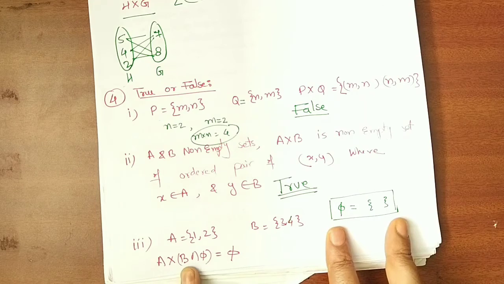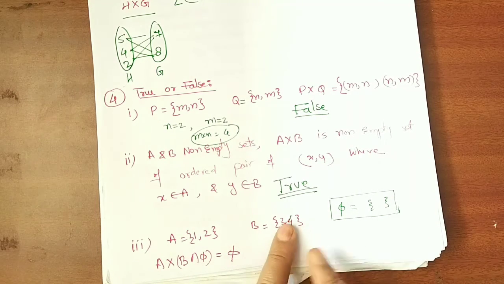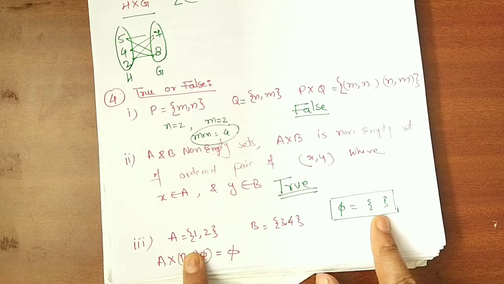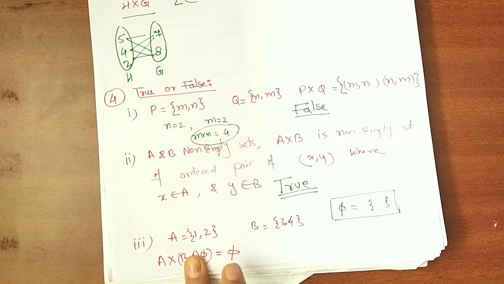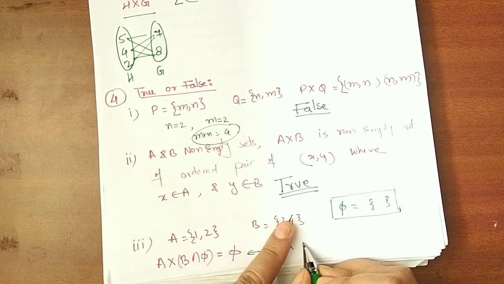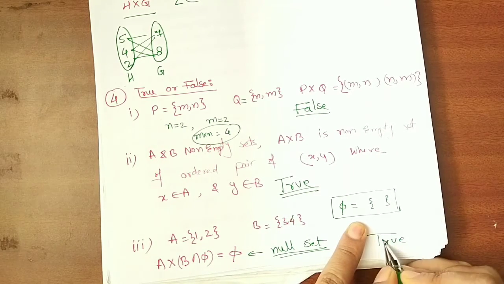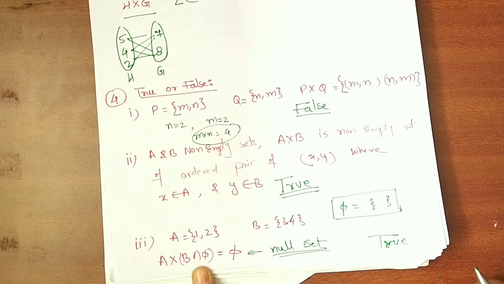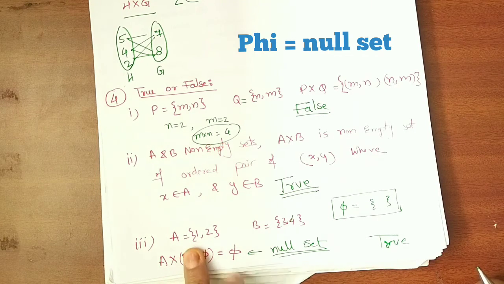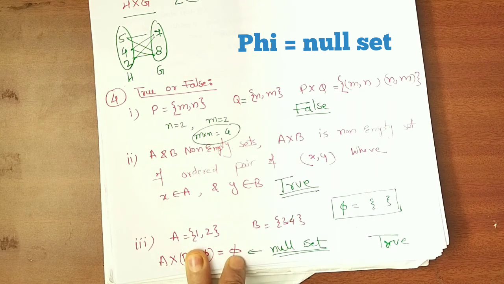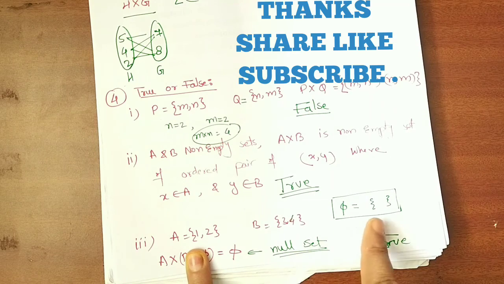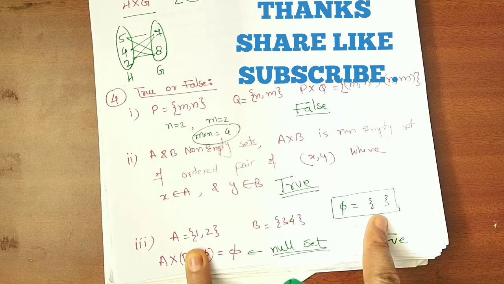So if you have B intersection null, it will be nothing. And A cross with nothing will be nothing. Nothing means null set. So we will again end up having the null set. So this is true. Why? See here, they are saying B intersection phi. Phi is nothing, so B intersection phi is nothing, and A cross with nothing is always nothing. Nothing means phi, which is called the null set. Okay, we'll continue with the next question. Bye everybody.